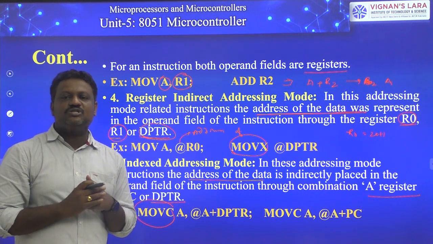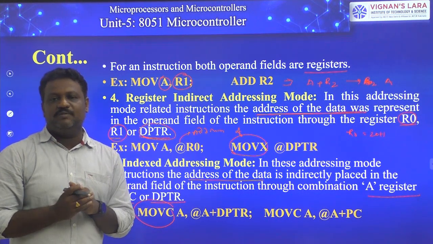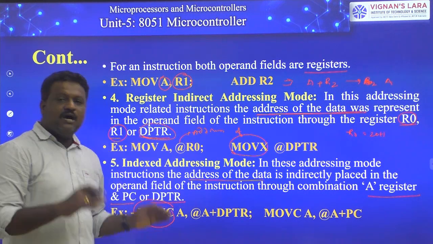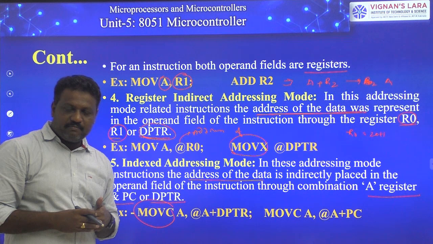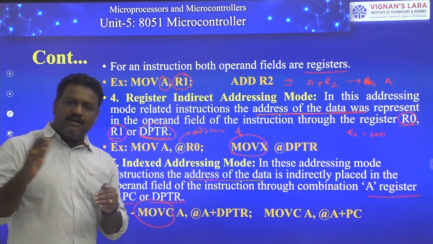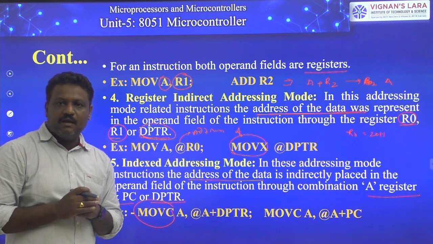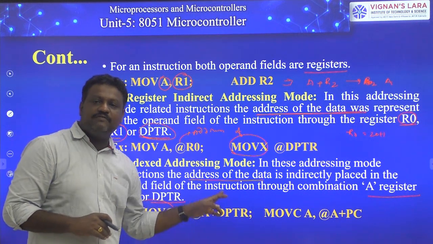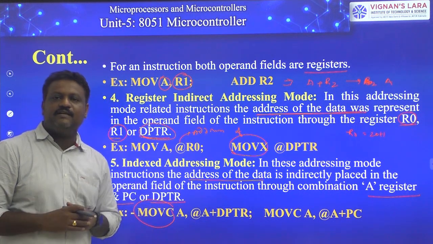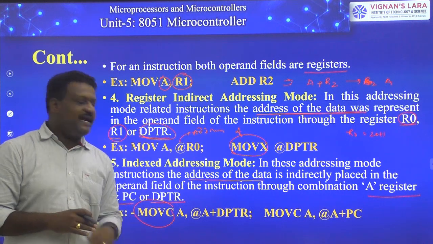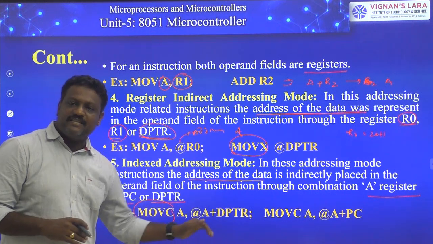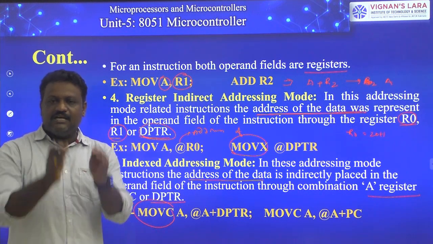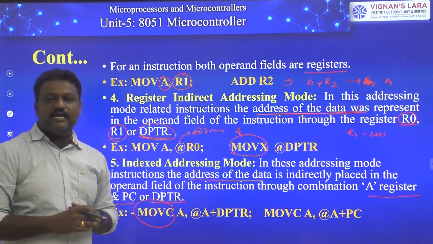MOVC is used for communicating with code memory, that means read-only memory. So the meaning of this one is read data from internal code memory or an external code memory whose address is specified by the combination of data pointer and the accumulator. First you have to add the content of data pointer with accumulator. You may get the final operand address. That address data is transferred to accumulator.